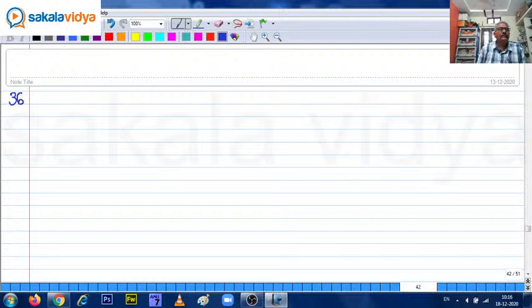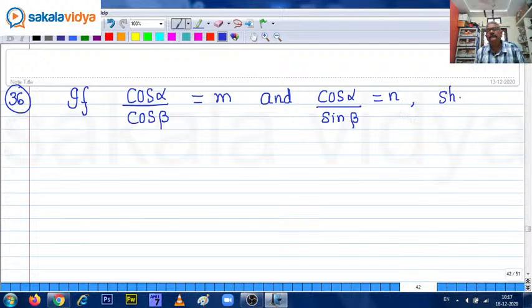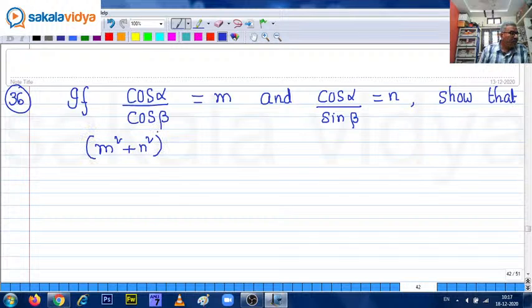So the 36th question. If cos alpha by cos beta equals m and cos alpha by sin beta equals n, show that m square plus n square, multiplied by cos square beta, equals n square.